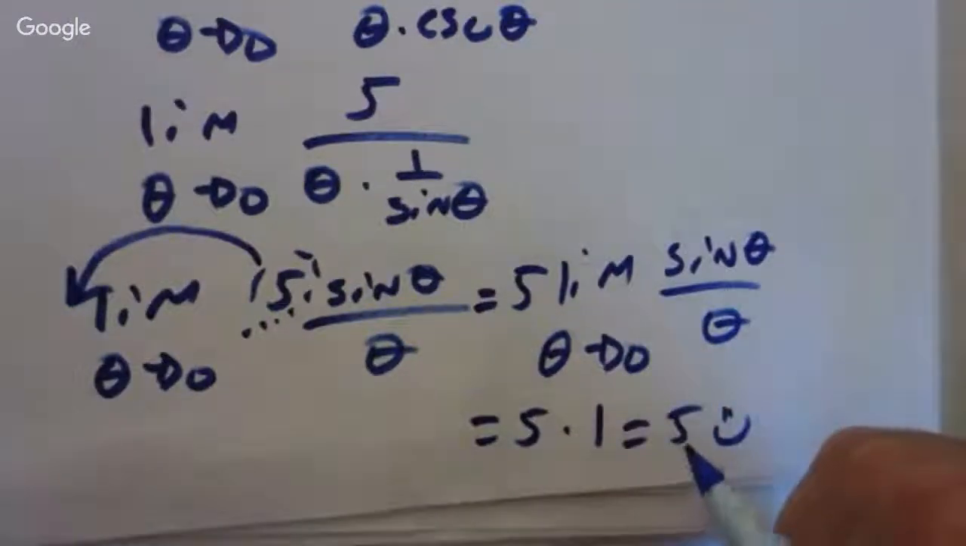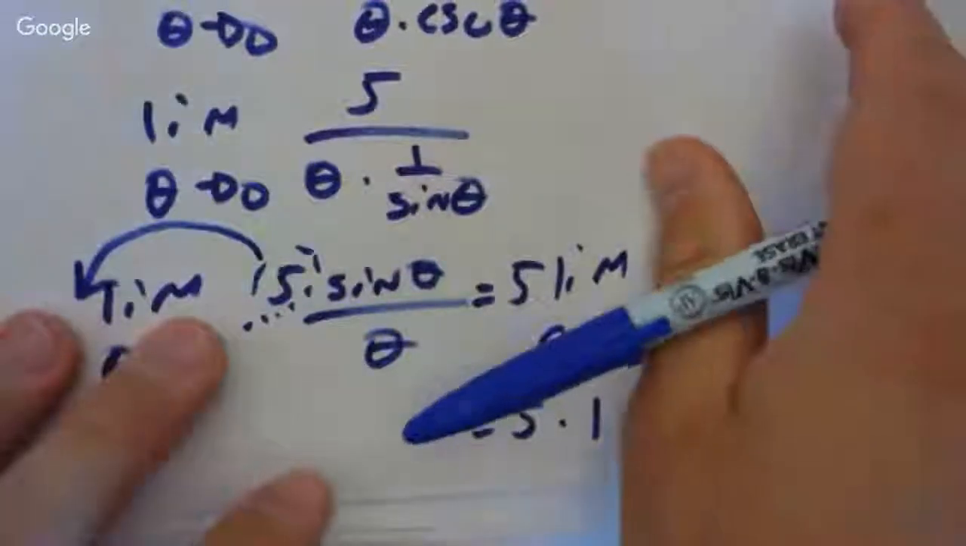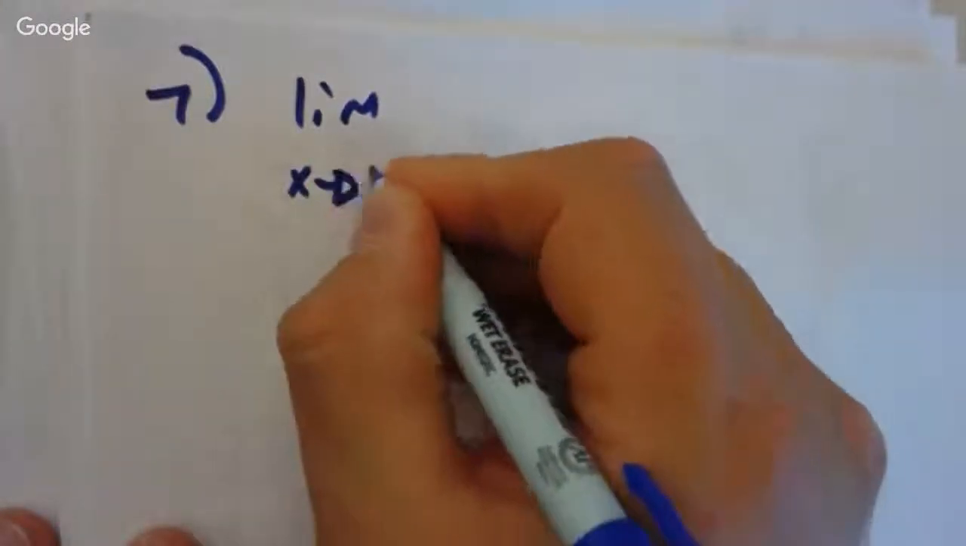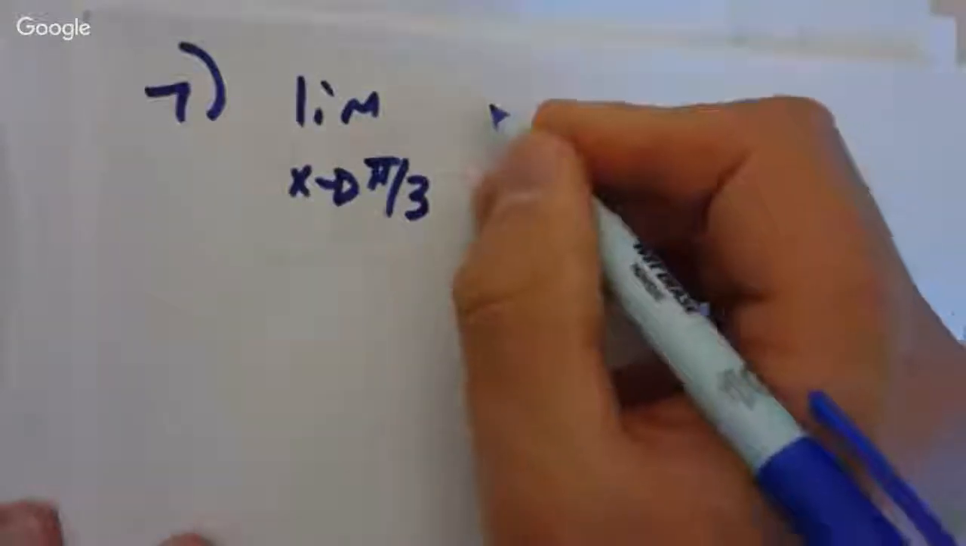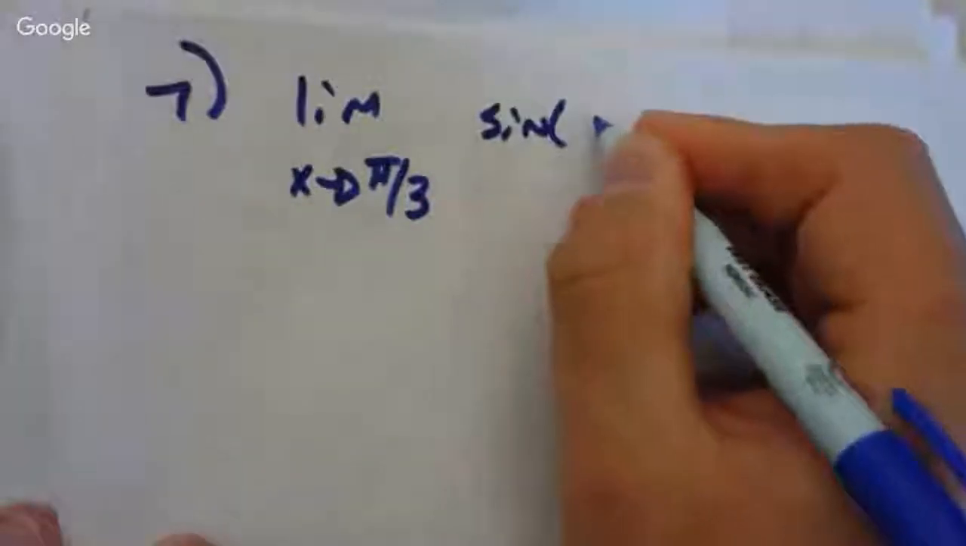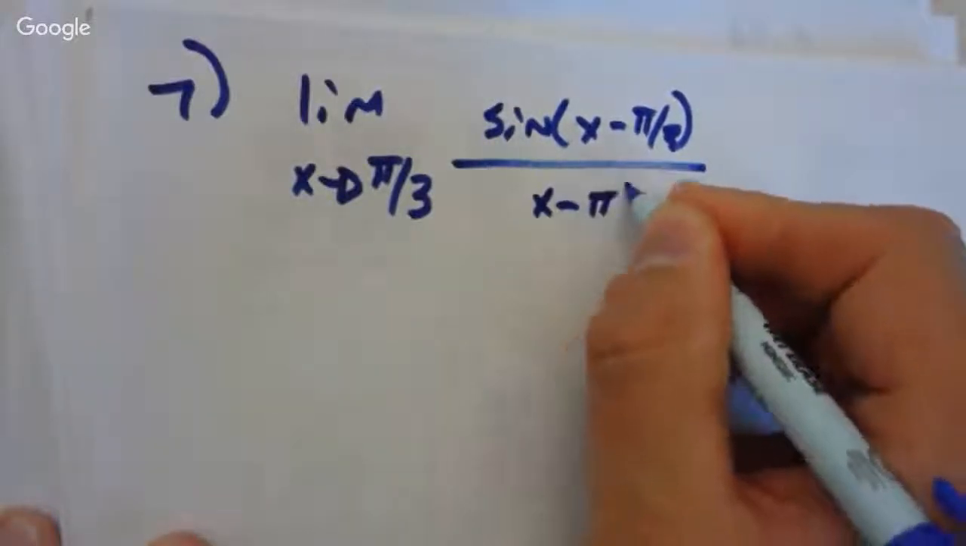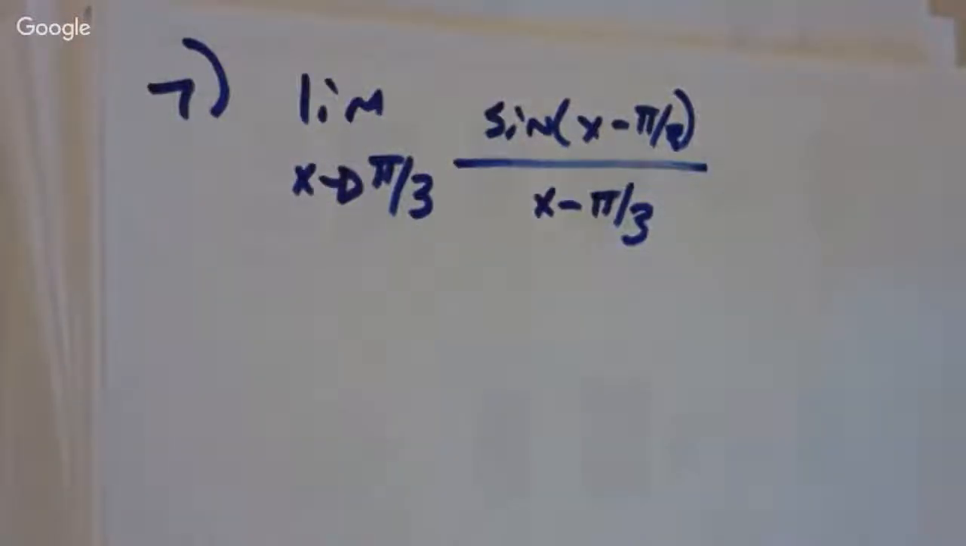Yes, this is a train wreck, just because of the temptation on this one. Number 7, we've got the limit as x goes to pi over 3 of sine of x minus pi over 3 over x minus pi over 3. Now you're really tempted to say, well, that's 0. No. Ideas, what should we do?